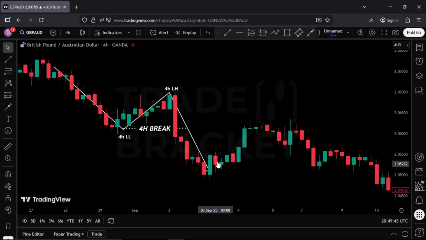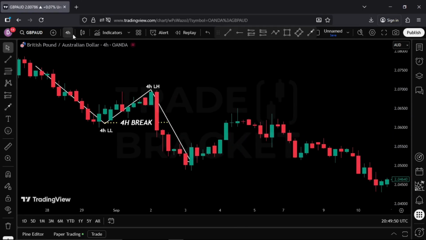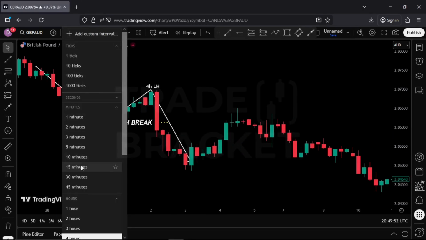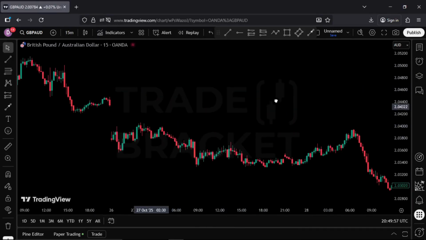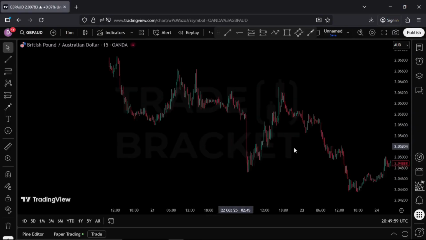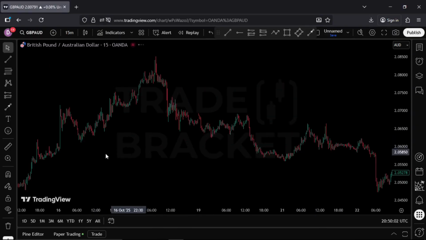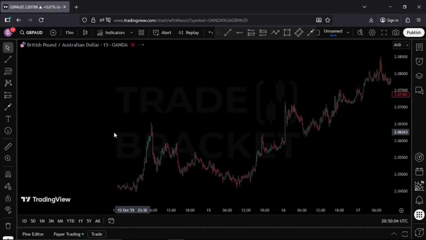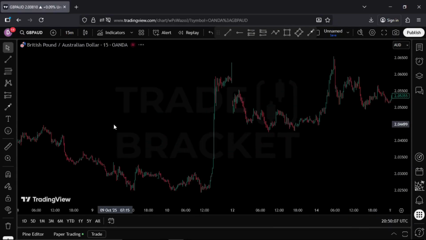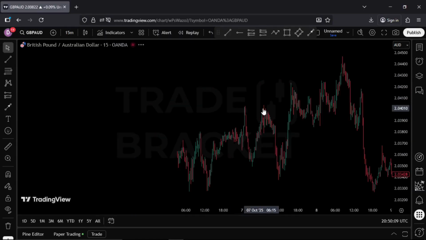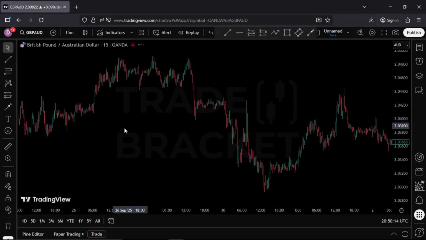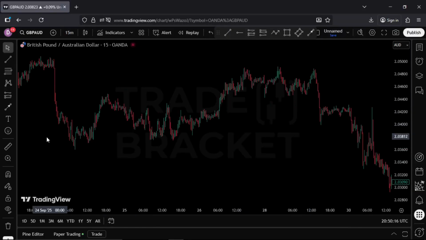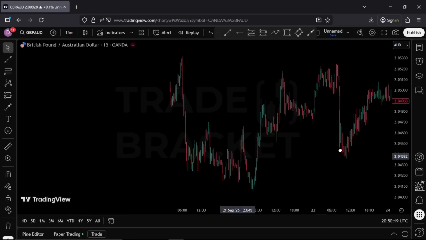So don't forget that, and don't be confused by this pullback. Let me go now to the 15-minute time frame and mark the market structure. I'll have to scroll all the way back, and this is the beauty of this strategy. Guys, make sure you test this strategy on your demo account before you apply it to your live account. Don't just jump on your live account; first backtest it, and when you understand the strategy, then you can apply it on your live account.